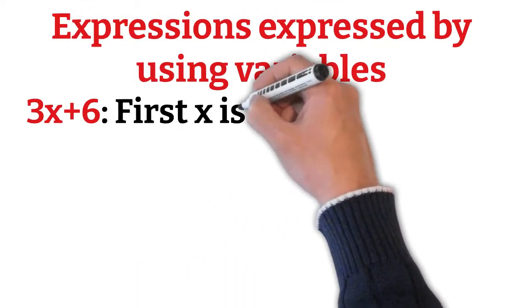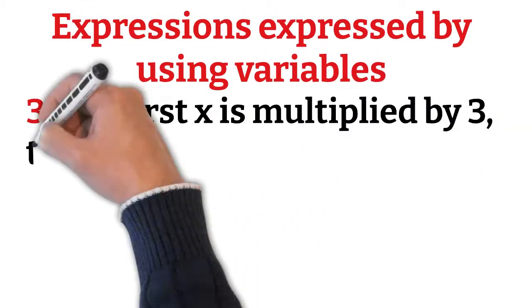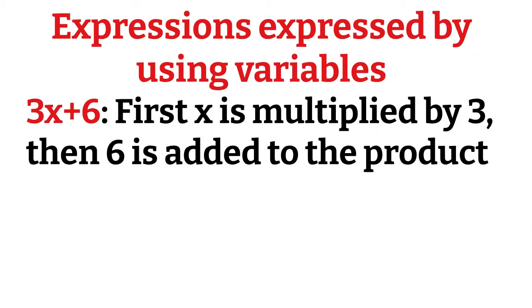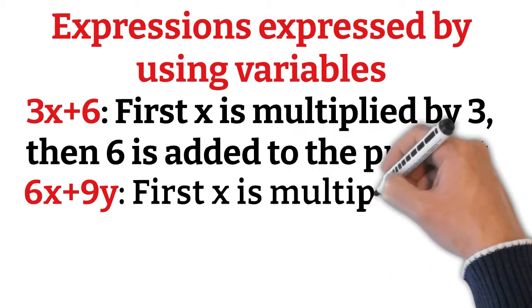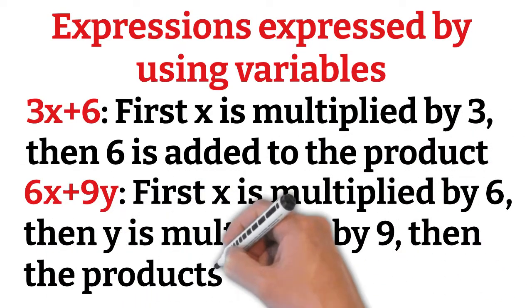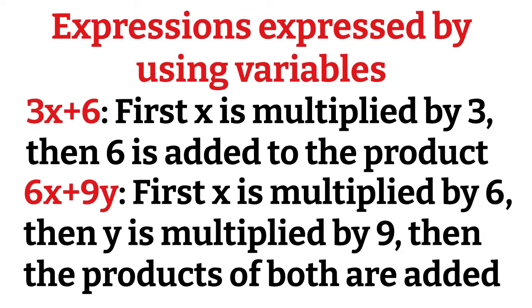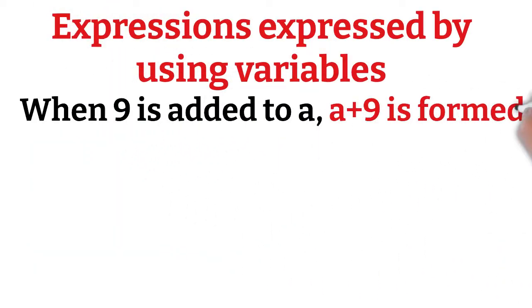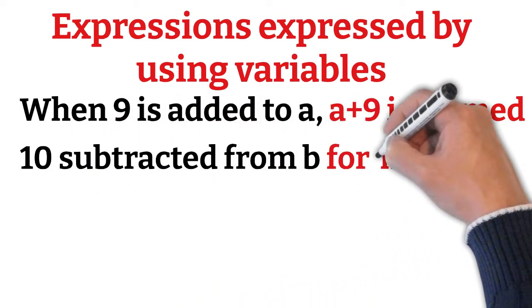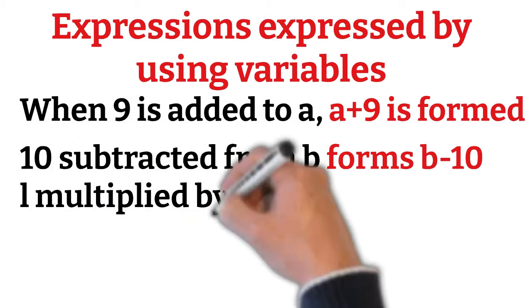In 3x plus 6, first x is multiplied by 3, then 6 is added to the product. In 6x plus 9y, first x is multiplied by 6, then y is multiplied by 9, then the products of both are added. Similarly, when 9 is added to a, a plus 9 is formed. Likewise, 10 subtracted from b forms b minus 10.